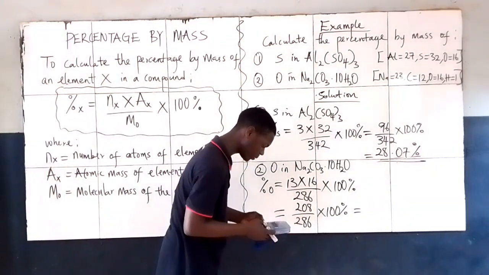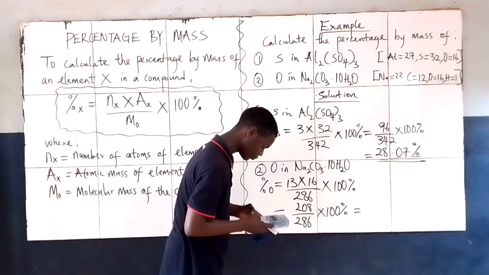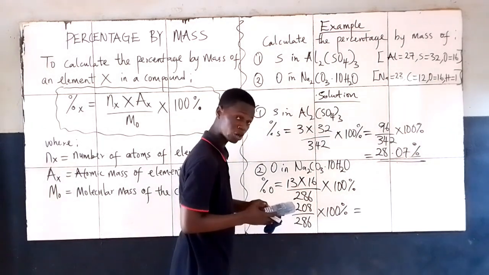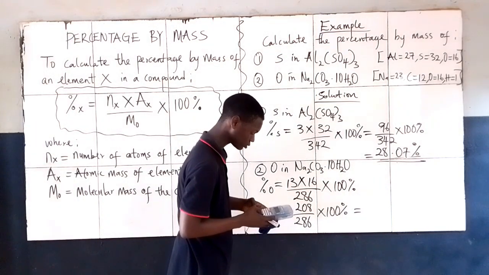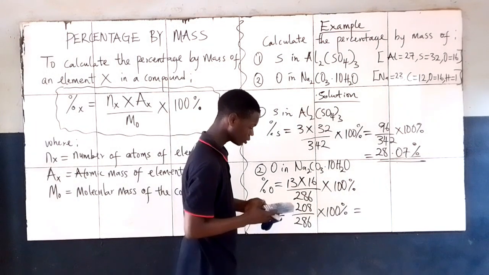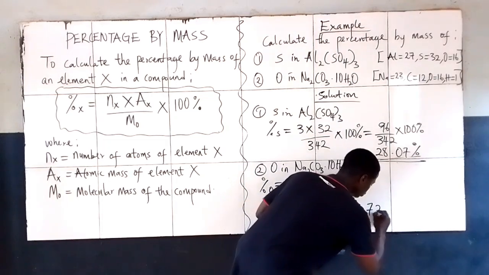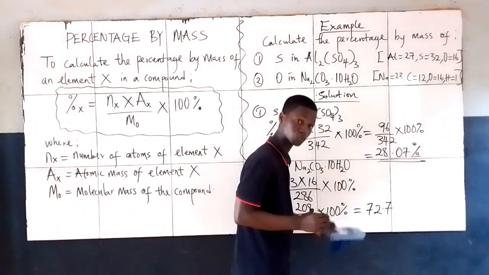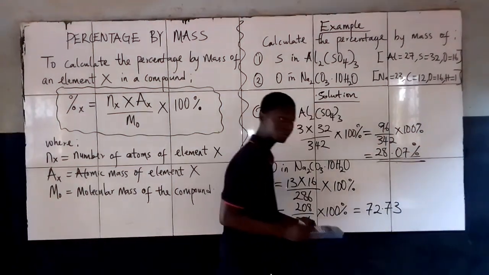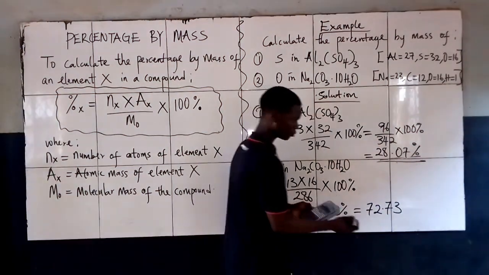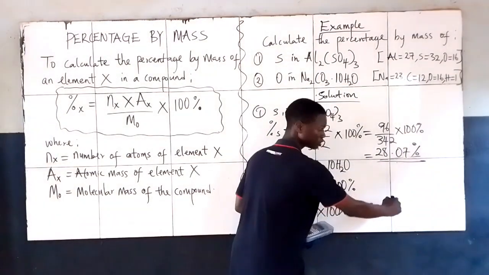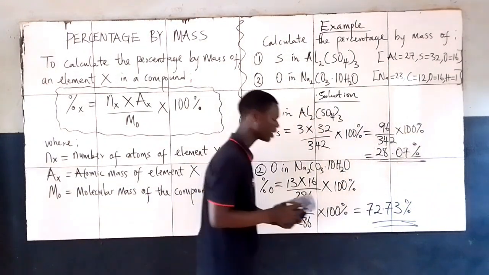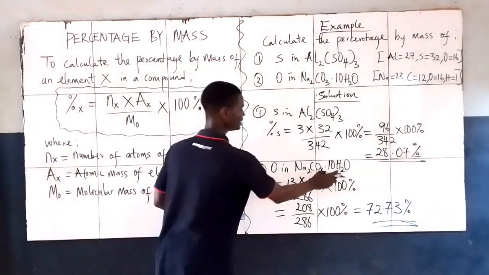Now, 208 divided by 286. We have 0.7272 times 100. We now have 72.7. If you approximate to the second decimal place with your calculator, you see that it is 72.73. I hope that is clear. Because we have 27, approximating the 7 to this position will now become 3%. So this is the percentage by mass composition of oxygen in this compound.